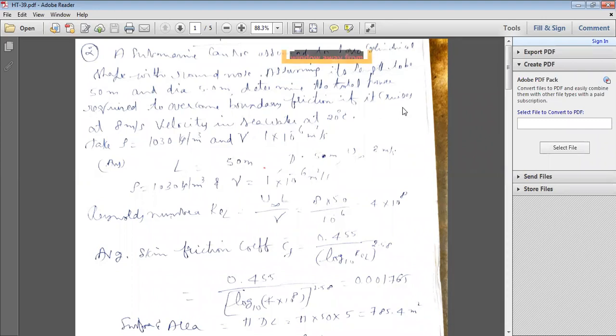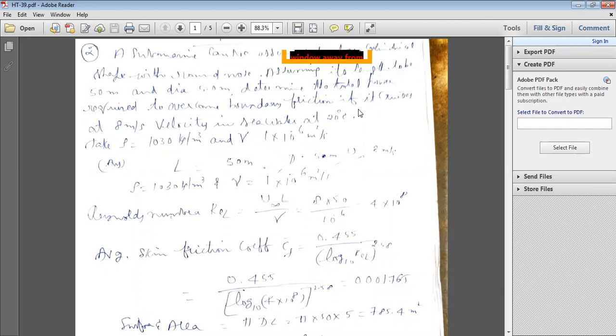if it cruises, means if it is moving with a velocity of 8 meters per second in seawater at 20 degrees centigrade. Seawater temperature is 20 degrees centigrade. Take the density of seawater as 1030 kg per meter cube, and kinematic viscosity 1 into 10 power minus 6 meter square per second. Okay, that is the problem.